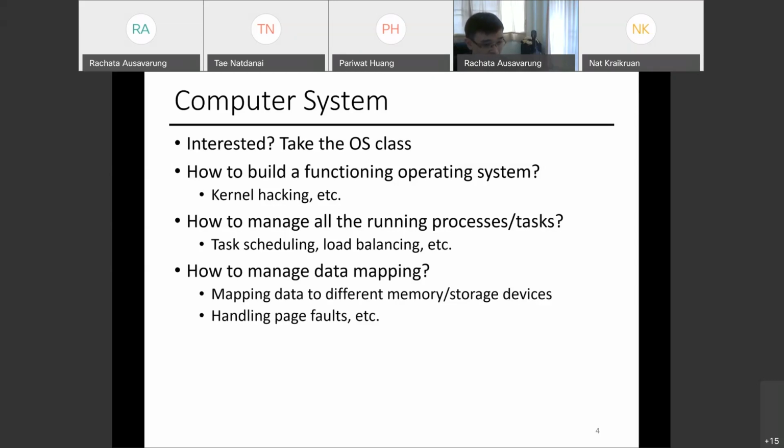How to manage data mapping. Now you learn virtual memory. You know that you need to have this page table structure, right? The way you organize a page table structure impacts performance, like how to map the data to different memory or storage devices, how to handle page faults. So if you have used a virtual machine before, you probably realized it's super slow, it's annoying, right? How many of you think that?